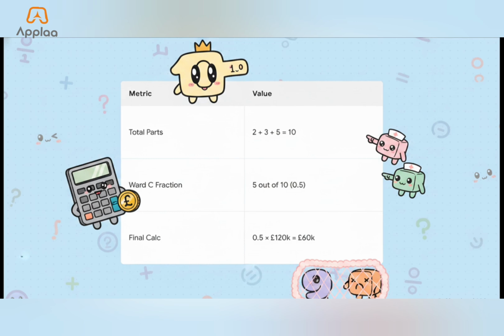Finding the true denominator of 10 is the master key that unlocks this problem. Ward C represents 5 parts, so that's 5 out of 10, or 0.5. Multiply that by 120,000, and you get the correct answer, 60,000 pounds. Listen, test makers intentionally plant trap answers, like 54,000 pounds, which you'd get if you panicked and divided by the wrong portion, like 9. Don't fall for it.